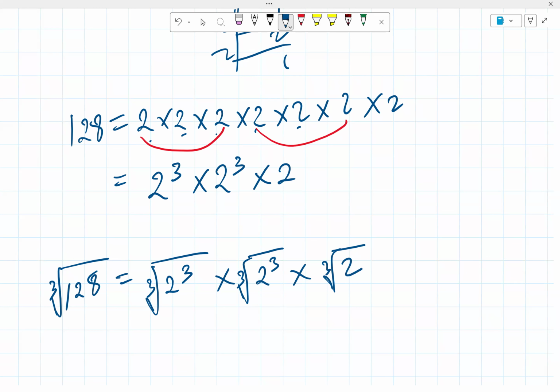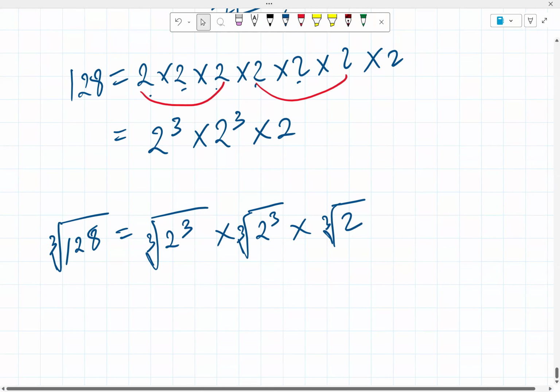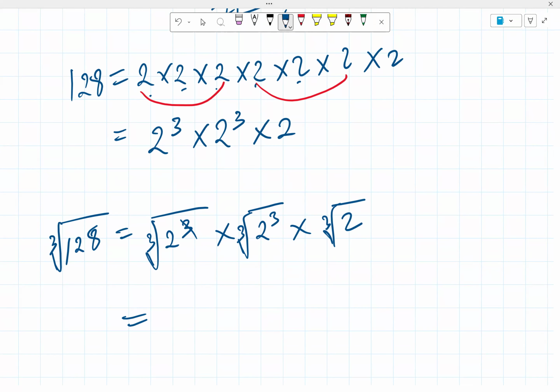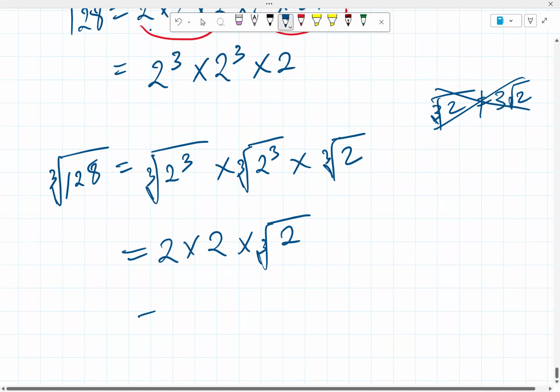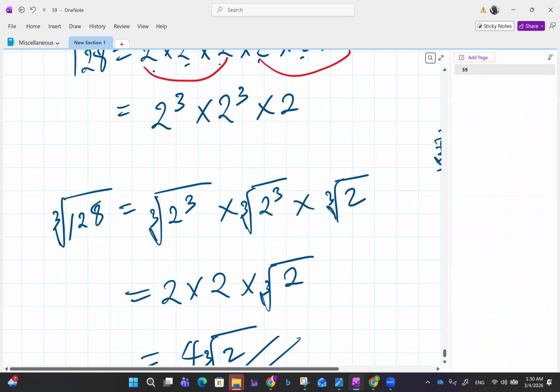So of course, just like for square roots, each of these we just answer because the cube will cancel this, if you like. Or you can just write out 2 times 2 times the cube root of 2. Don't forget that cube root of 2 is not the same thing as 3 times root 2. They are totally different. This 3 is inside that cage. So please pay attention to that. So here now, 2 times 2 is 4. So you have 4 cube roots of 2. That's the cube root of 128 right there.